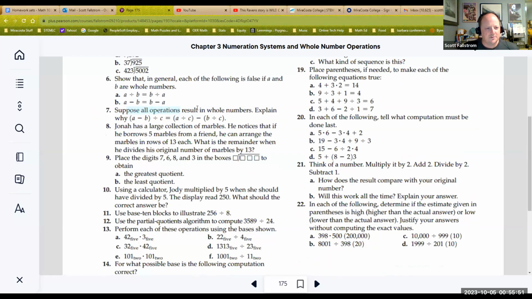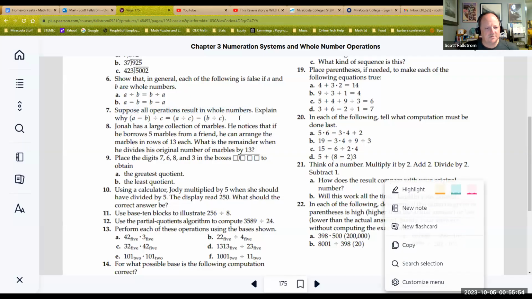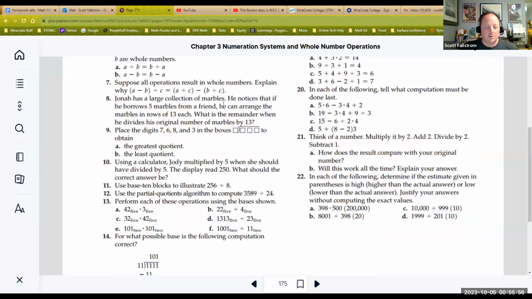Question 7. Suppose all operations result in whole numbers. Explain why this is true. Well, later in the course, we will see that division really doesn't exist. We would be multiplying by what's known as the multiplicative inverse. We won't get there until chapter 6, but for now, we can still figure this out just with the definition of division. So let's take a look at what that would look like.